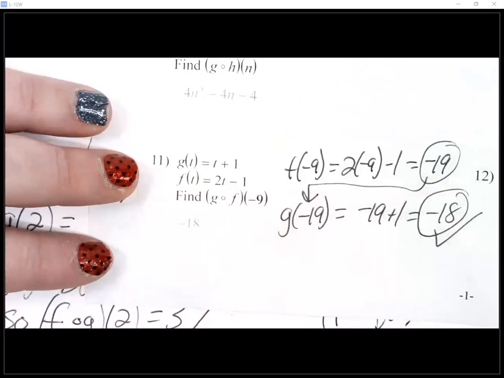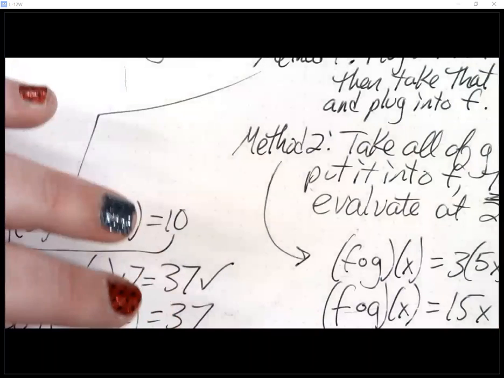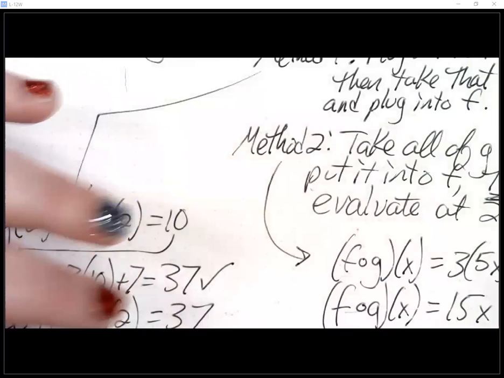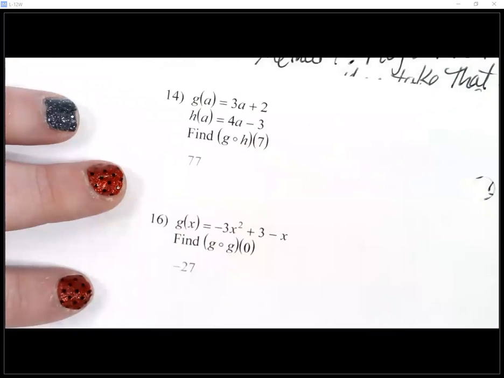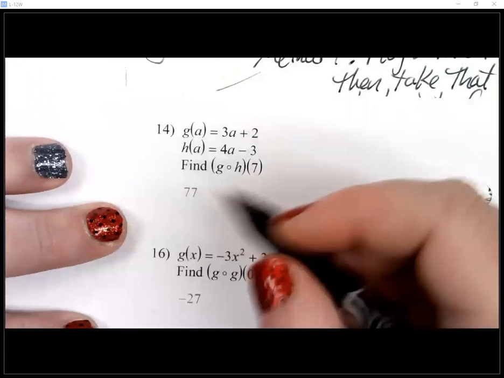Okay, and then I asked you to do 14. Who's got 14? Zach, go ahead. It is 77. Did everybody get that? 77? So let me show you how.